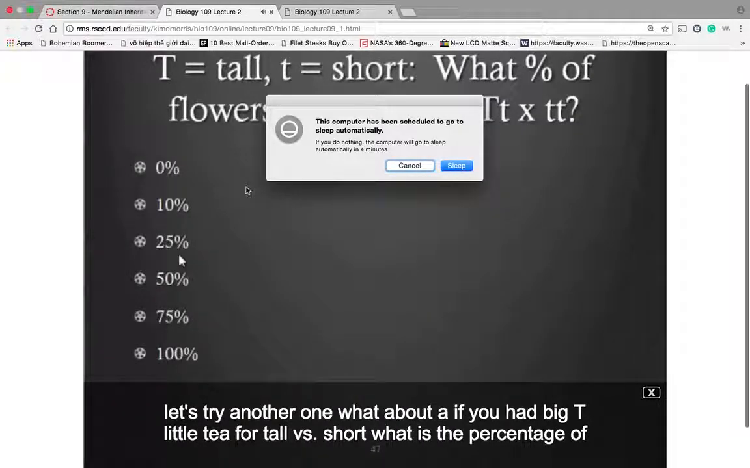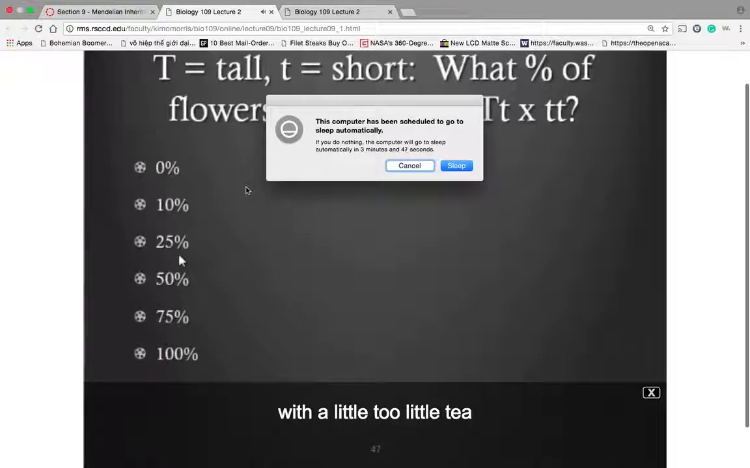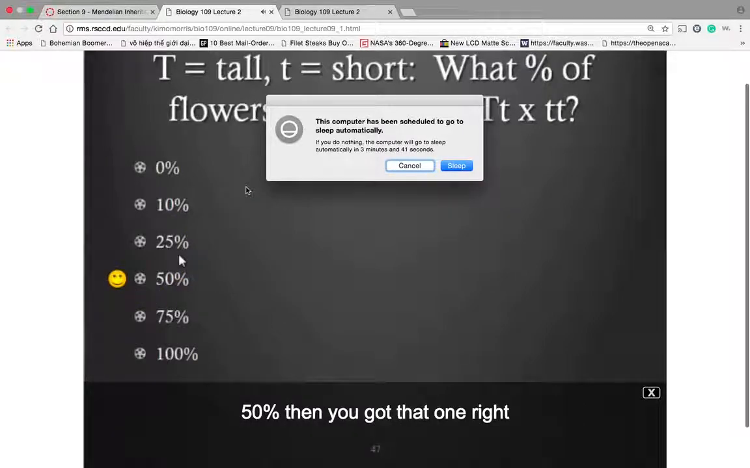Let's try another one. What about if you had big T, little t for tall versus short? What is the percentage of flowers that would be tall if you were to cross a big T, little t with a little t? You can pause it here and actually try this one now. And if you said 50%, then you got that one right.